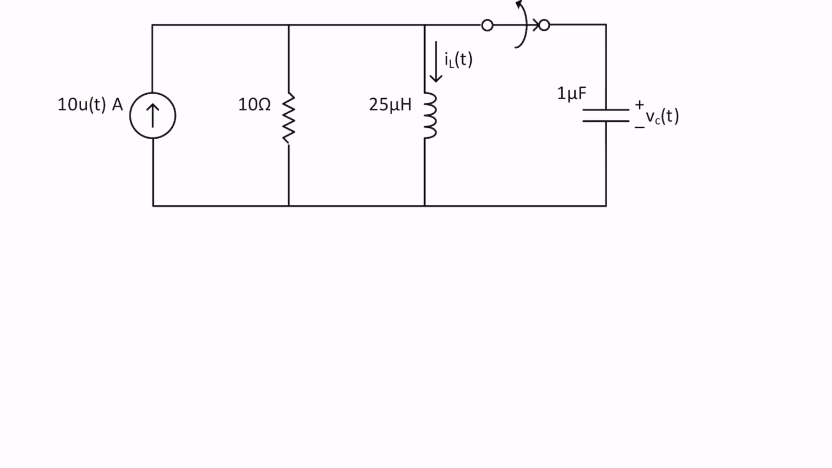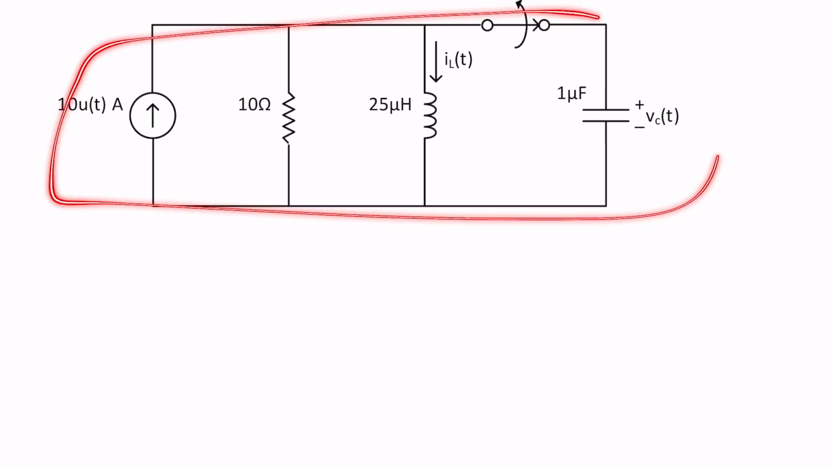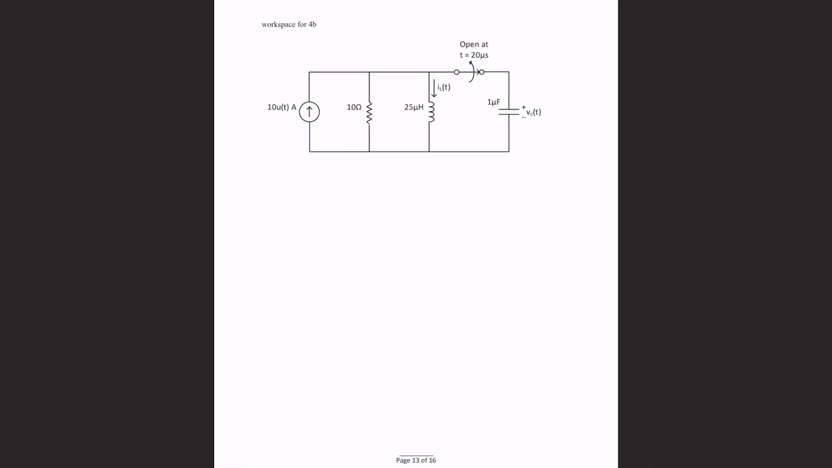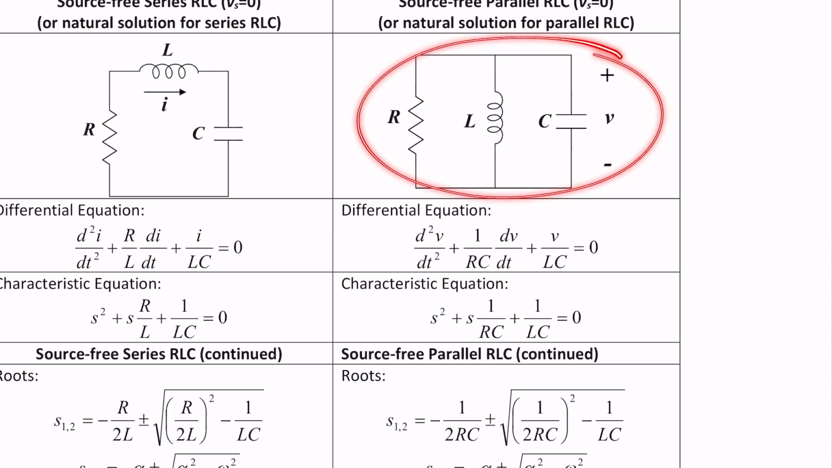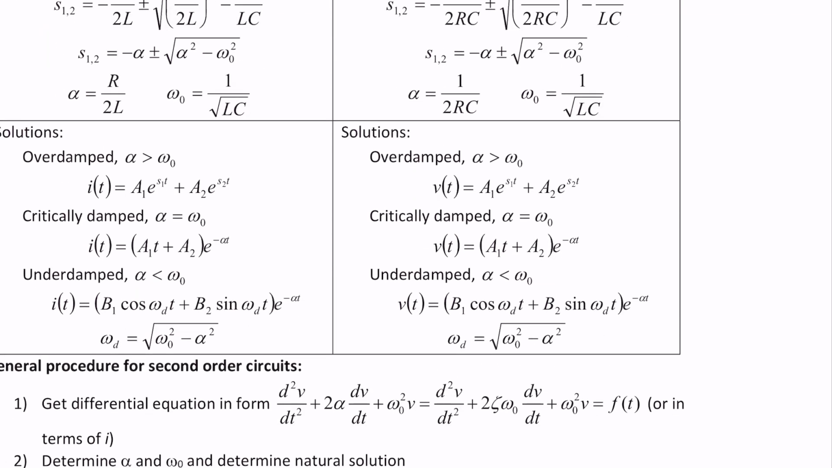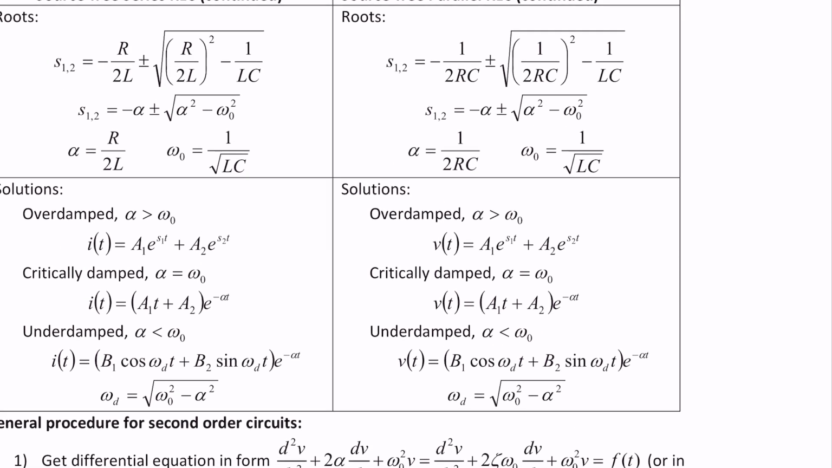Before 20 microseconds, this gate is still closed, which is good. And we have the circuit. One thing you should hopefully immediately notice is that this is a parallel second order circuit. If you look at our cheat sheet, it looks just like this one if you just added in a current source, so we can use these equations. The first thing we have to find is whether it's overdamped, critically damped, or underdamped.